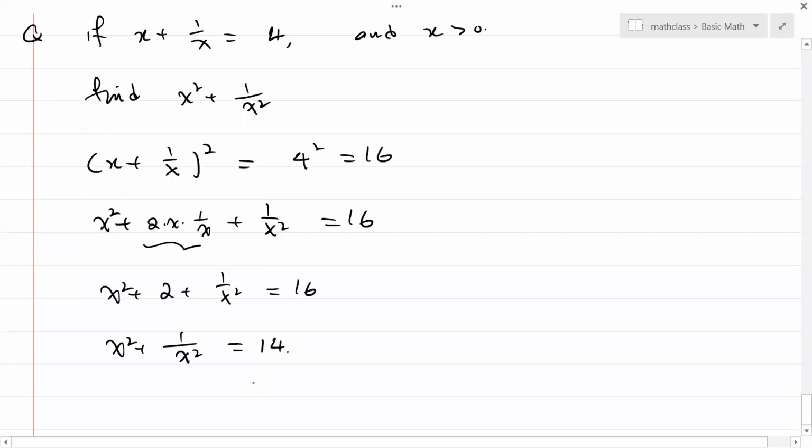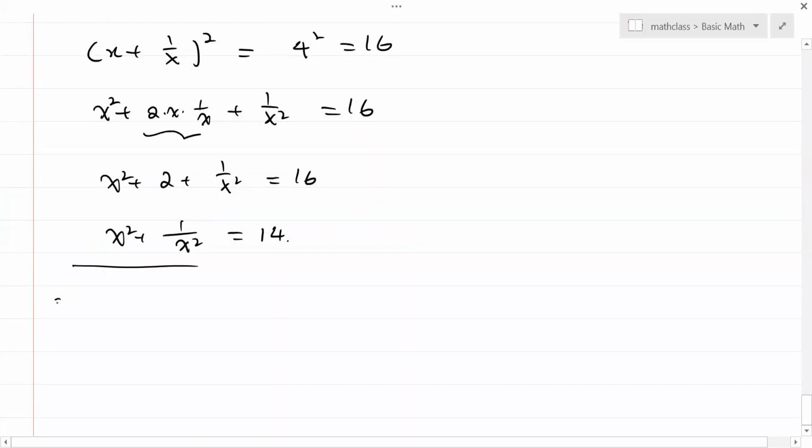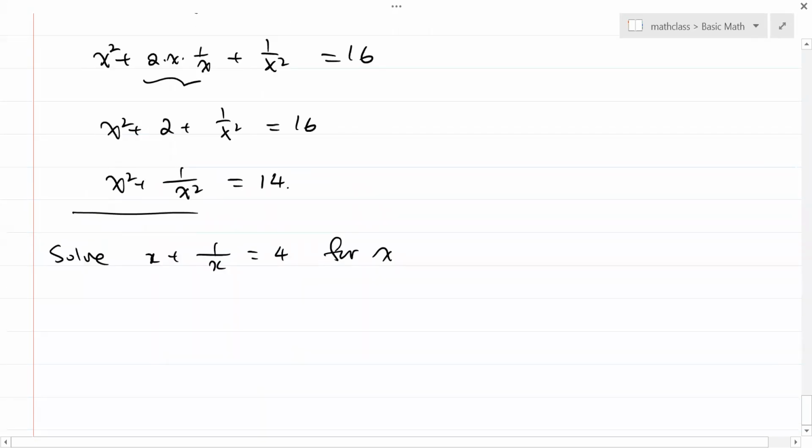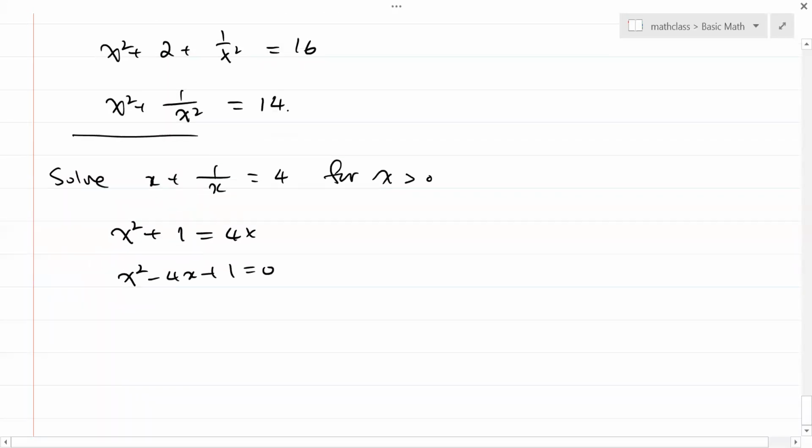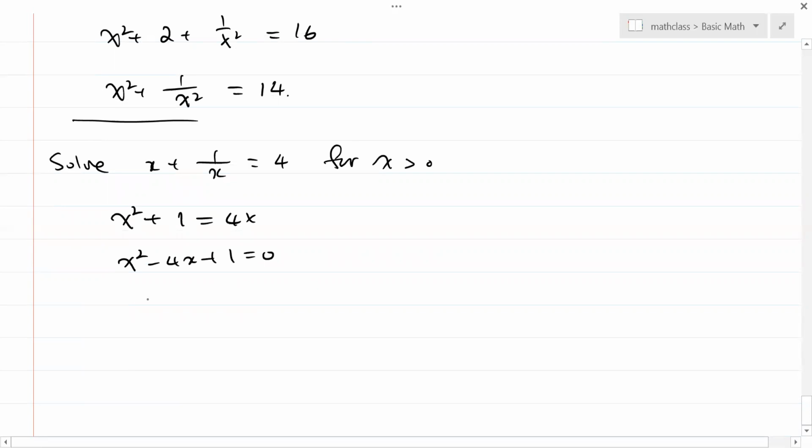That's it. Now, if I want to solve for x, it can be done. I want to find the value for positive x. I can do it. So how to solve this equation? We multiply both sides by x, and then we get x squared minus 4x plus 1 equals 0. You get a quadratic equation, then you solve for x.